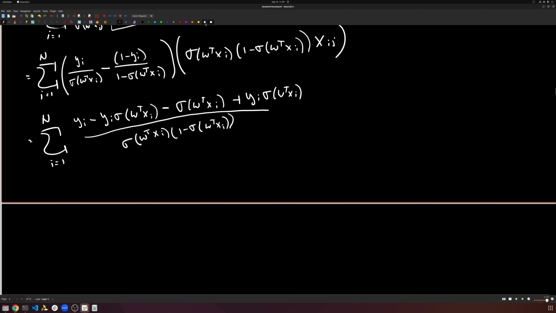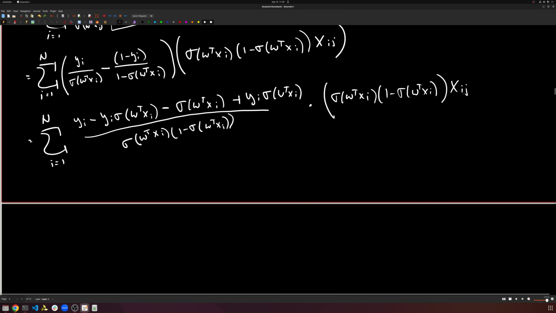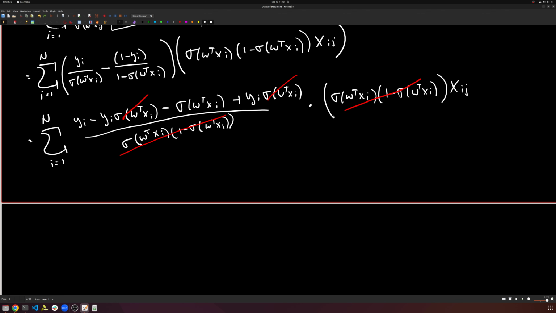And let's go ahead and write the rest of it. And this whole thing will be multiplied by, again, sigmoid w transpose xi, 1 minus sigmoid w transpose xi, xij. Yeah, that looks good. Now, luckily for us, this term here and this term here cancel. And then this whole term here and all of this here cancels, which makes it very, very simple for us because all we're now left with is our final result.